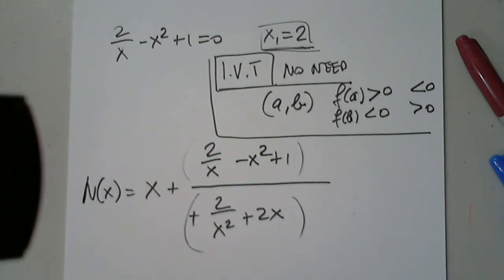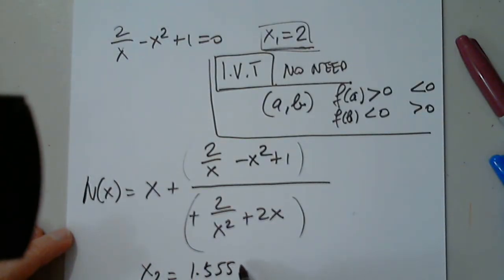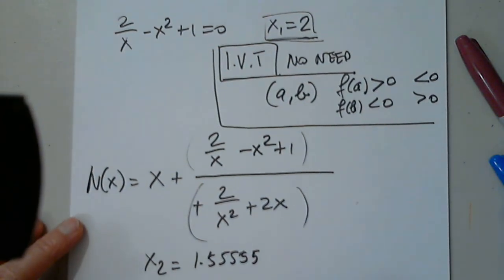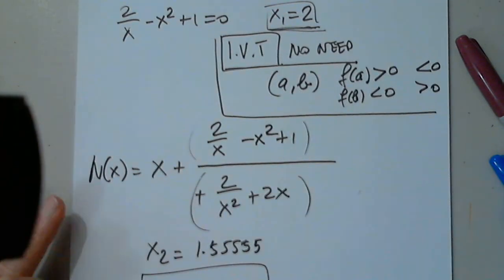Okay, so this is x sub 2, 1.5555. They wanted 4 decimal digits. And then second entry, then I want the previous answer. Okay, and this is our x sub 3. So x sub 3 is 1.5215 because they only want 4 decimal digits.